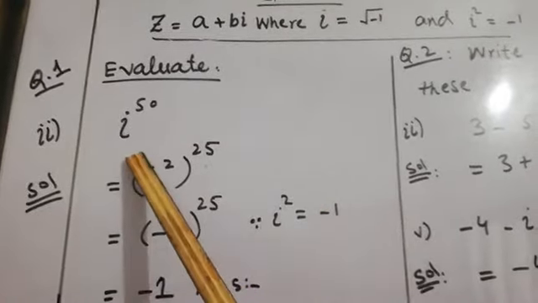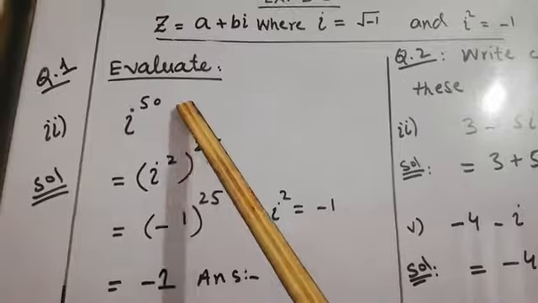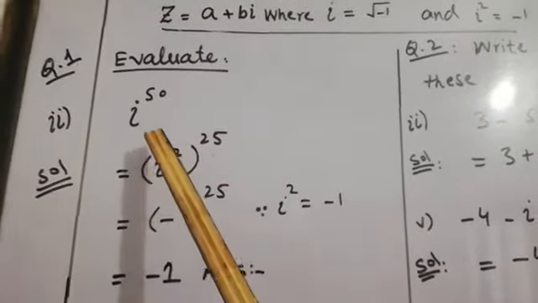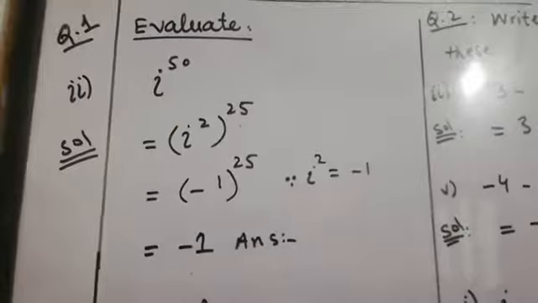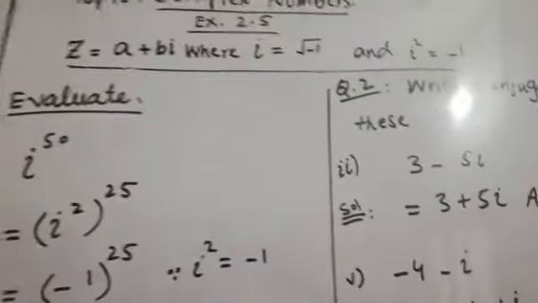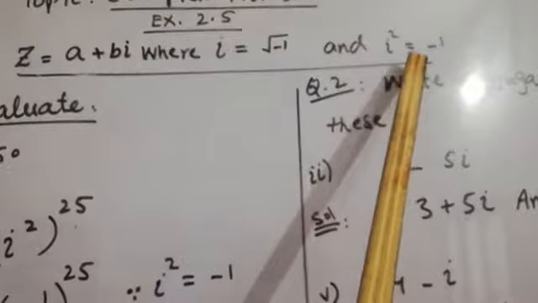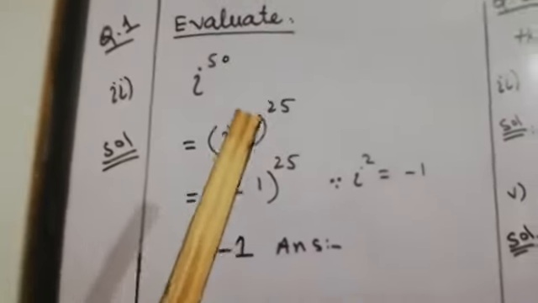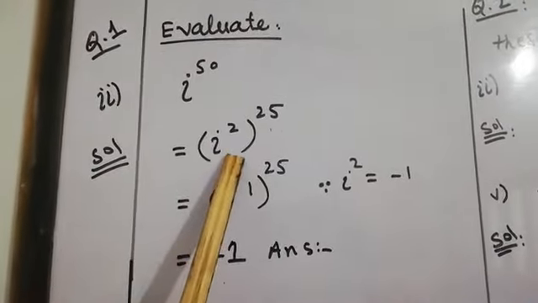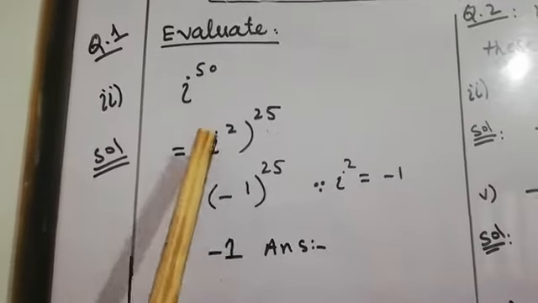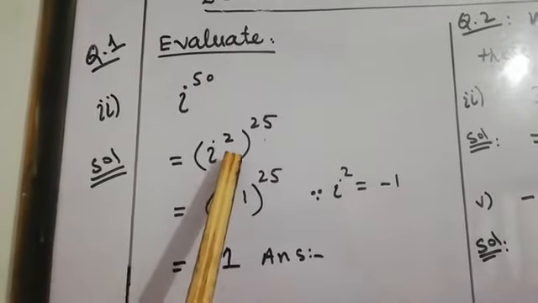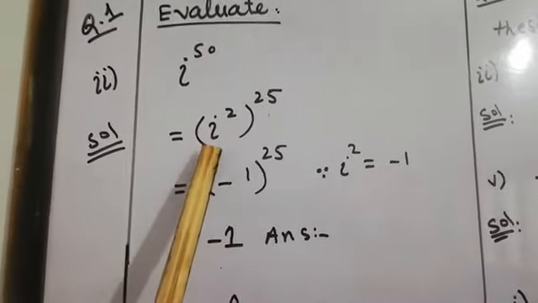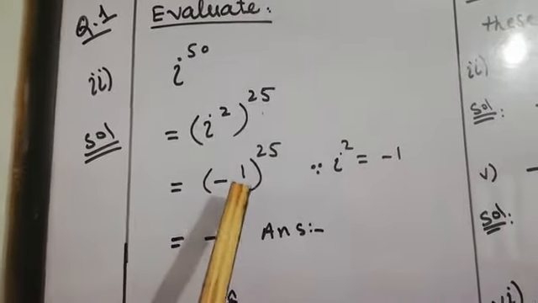Evaluate means a question is given in the form of iota raised to power 50, and we will find the numerical value of this question in a single and simplest value. Part number 2, iota 50 is equal to, first of all, my dear students, you know that the numerical value of iota square is equal to minus 1. So we will convert this iota 50 in the form of multiples of 2. So if we write iota square raised to power 25, since 25 twos are 50, it becomes iota square raised to power 25, iota square is equal to minus 1.